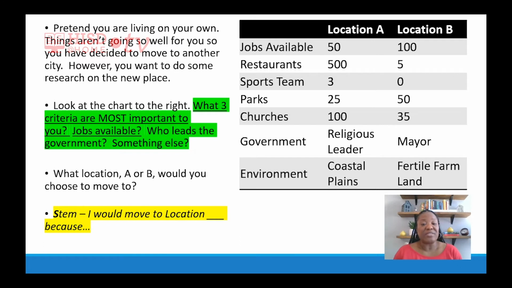And the government of each place is a little bit different. Whereas location A has a religious leader as part of their government, location B seems to have a mayor. So maybe you're more attracted to location B because you would prefer to have a mayor. Whichever way that you decided, it does show that when we move from place to place, there are certain things that we're looking for, much like the people that came from Europe to the New World. They were looking for different opportunities.